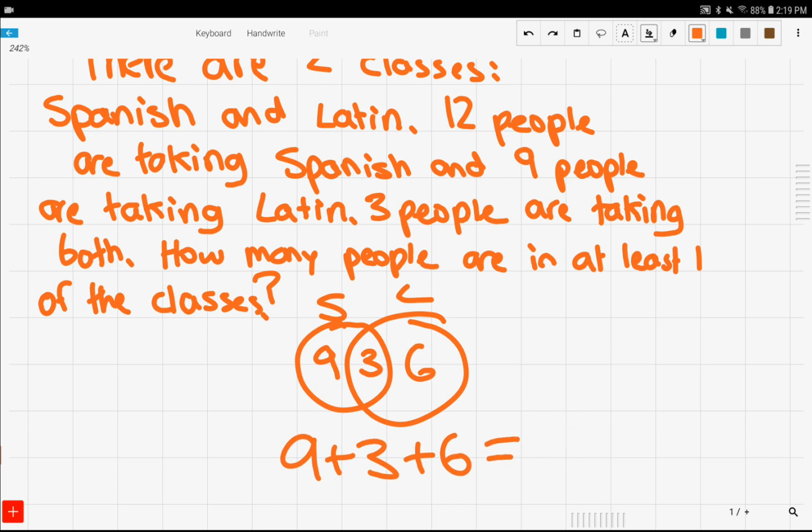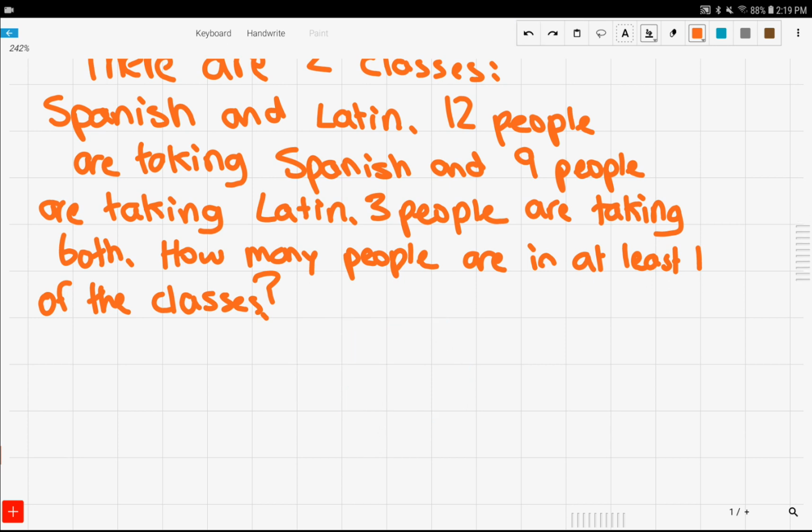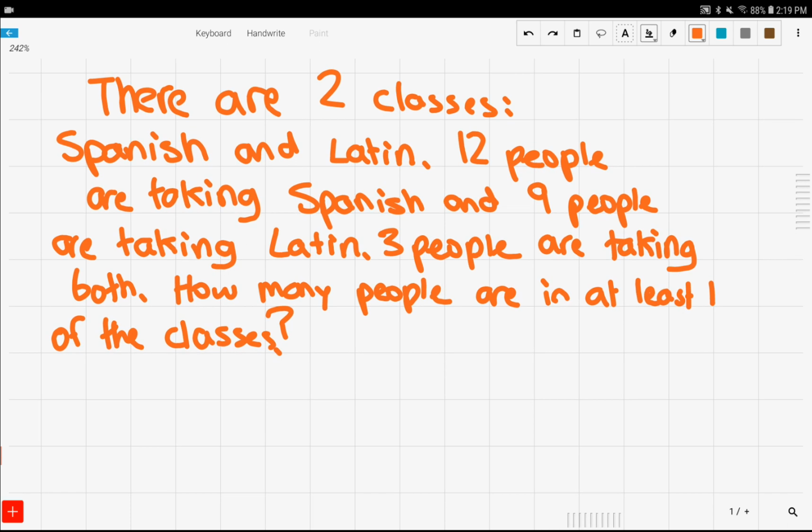However, this method might take a lot of time if you're going into more complex sets. For example, if you had 4 sets, how would you deal with that? Because there is no Venn diagram with 4 sets. So we're going to start by using PIE with only 2 sets, and we'll move on to more complicated sets later. So we're trying to find how many people are taking at least one of the classes.